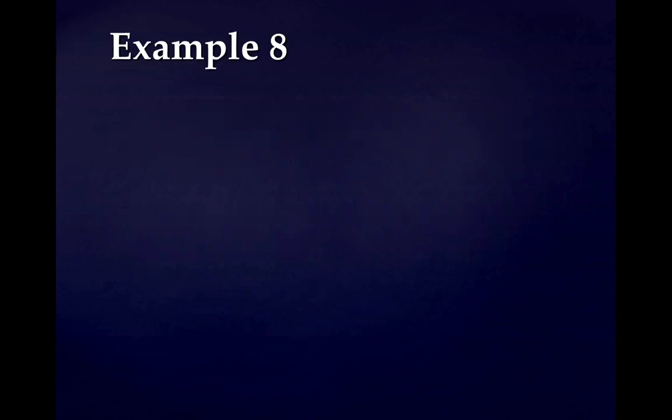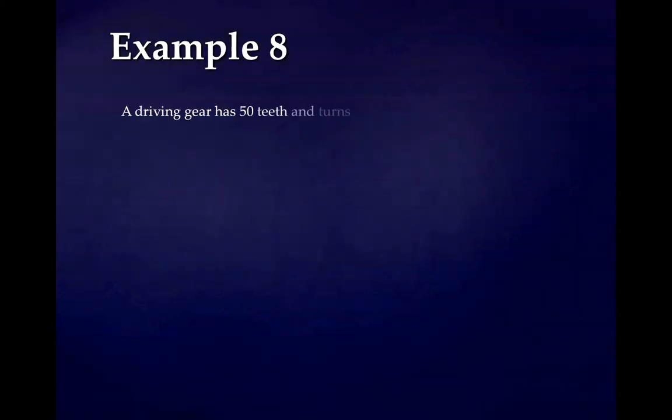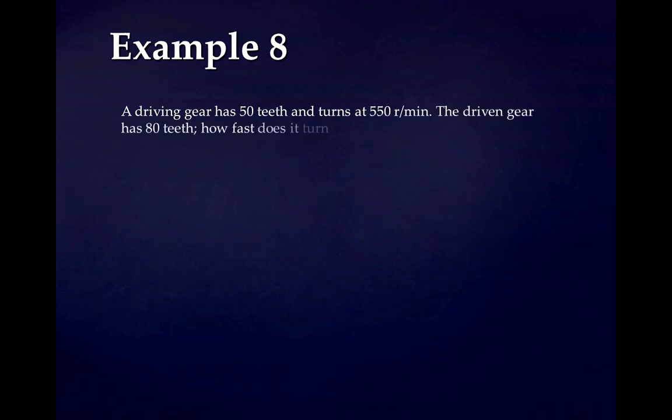Example 8. A driving gear has 50 teeth and turns at 550 RPM. The driven gear has 80 teeth. How fast does it turn?